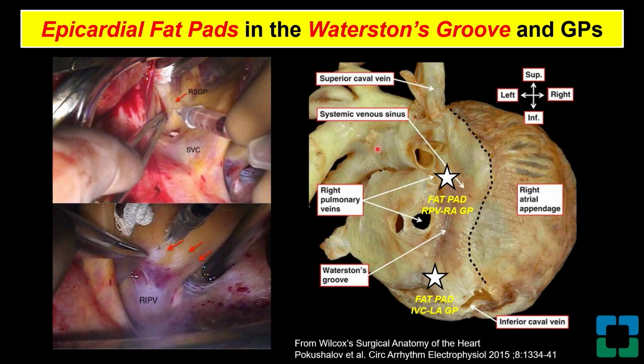All right, so the fat pads are actually known anatomical structures. They're very well known by the surgeons. I don't know if you're familiar with this old study by Pokushalov where they injected Botox, a neurotransmitter modulator and blocker, in the paraseptal ganglia to prevent post-surgical atrial fibrillation. This was an example of where they are.